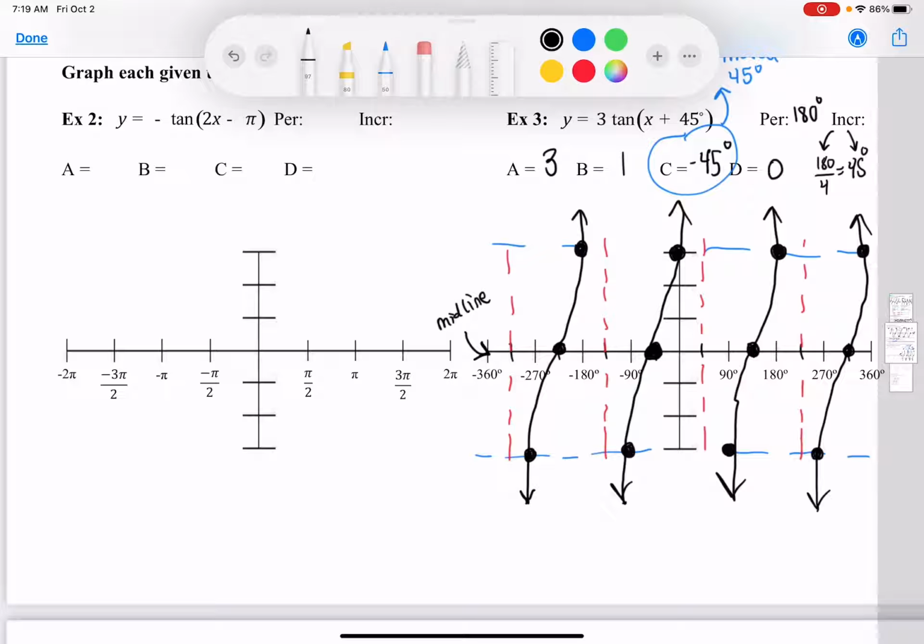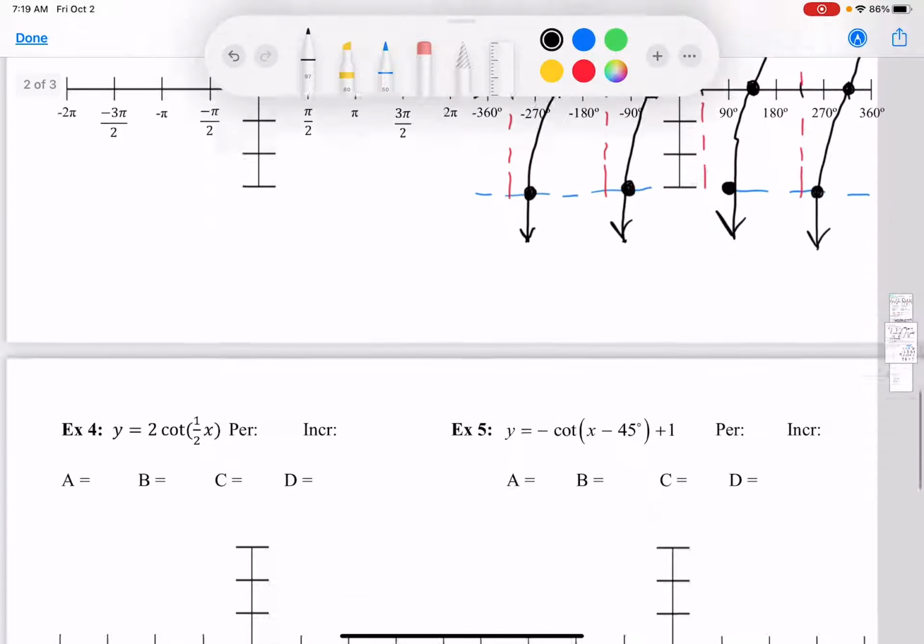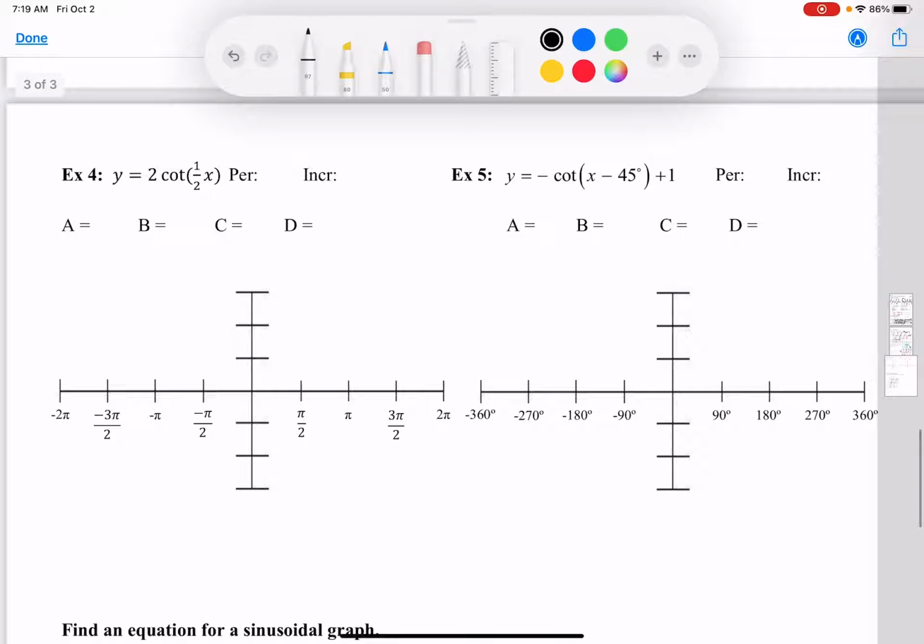All right, let's do one more example. We're gonna do cotangent. So going on the next page here, I'll do example 4. So I see that first I have a number being multiplied out in front. That is my A value. And I have a number being multiplied directly to X. So that's my B value. Nothing's being added or subtracted, so C and D remain 0.